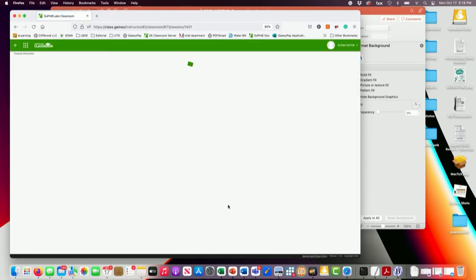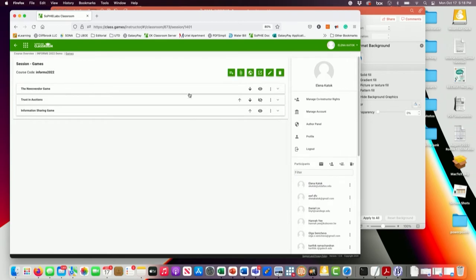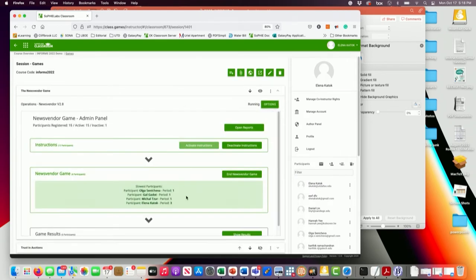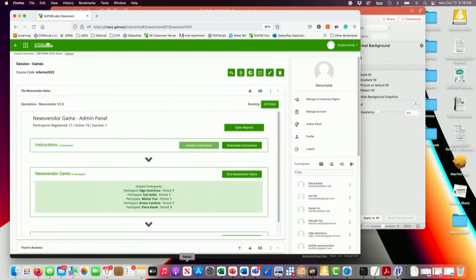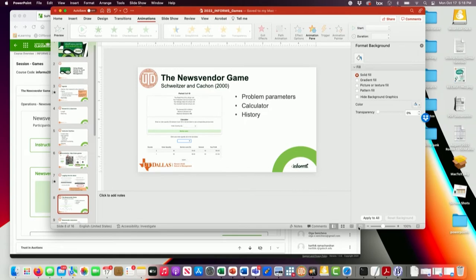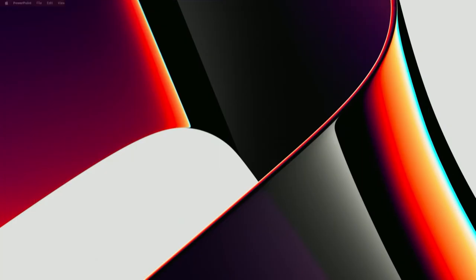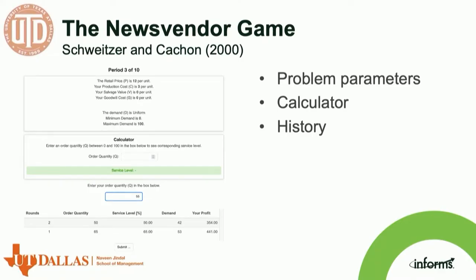Yeah, so click on participate, and you can play the game. After you click participate, you will see a screen that looks something like this.